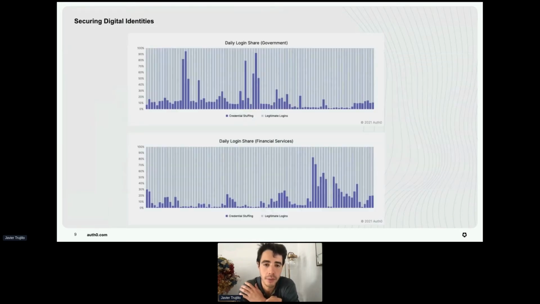So here we have some data from our network. What you see here is the first 90 days of 2021 from last year. In this case, credential stuffing accounted for around 20% of the attempted login traffic in our platform. We saw a peak of around 40% near the end of March. You see different patterns per vertical.